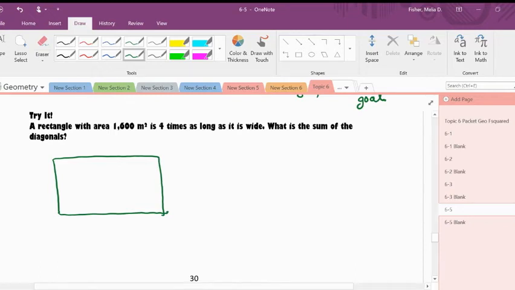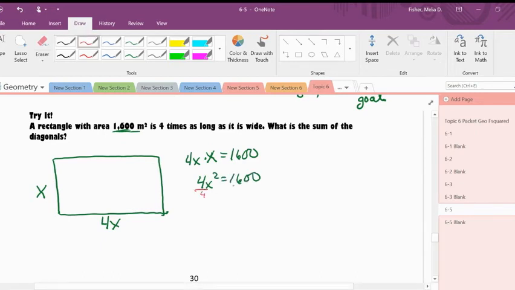If the rectangle has an area of 1,600 meters and is 4 times as long as it is wide, then we would call the width x and the length 4x. And to get area, we do base times height, or length times width. So that means that we needed to do 4x times x would equal 1,600. So 4x times x is 4x squared equals 1,600.